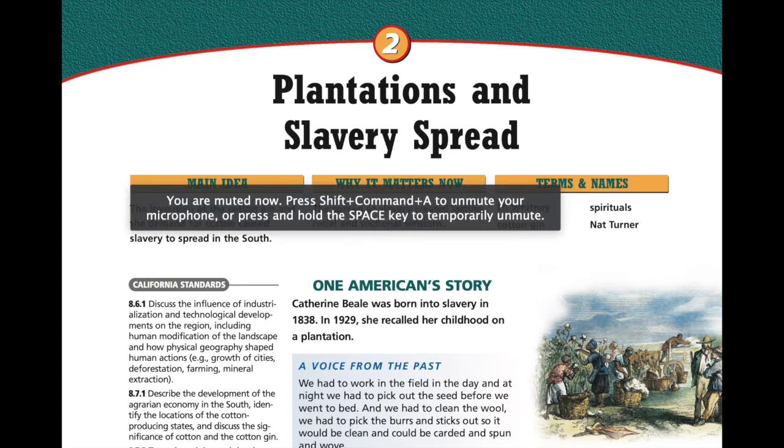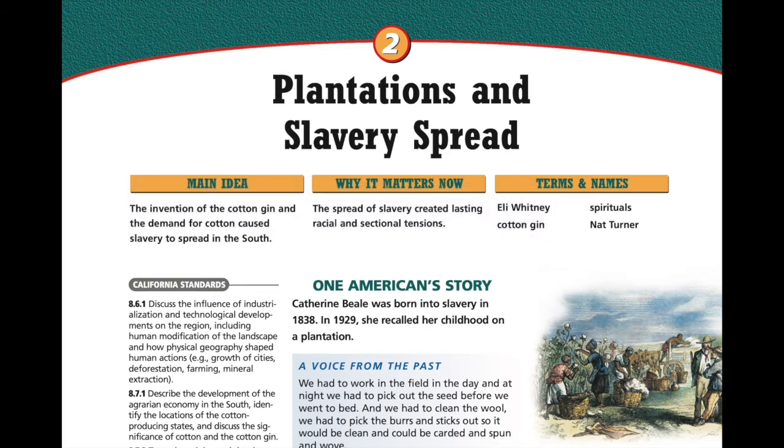Chapter 11, Lesson 2. Plantations and Slavery Spread. Main idea. The invention of the cotton gin and the demand for cotton caused slavery to spread in the South.